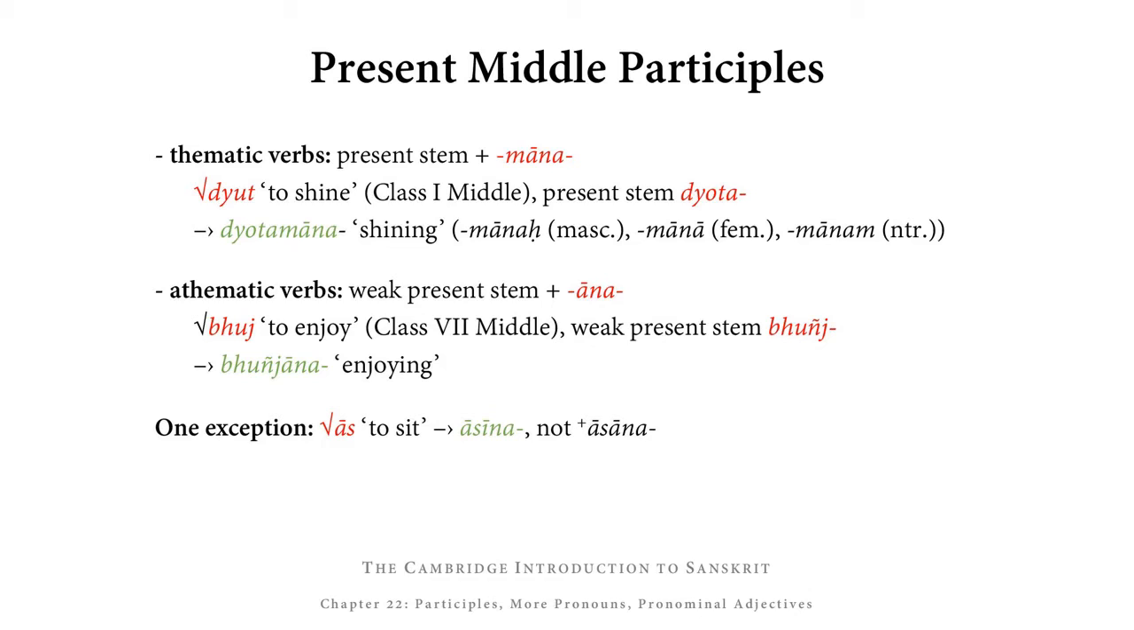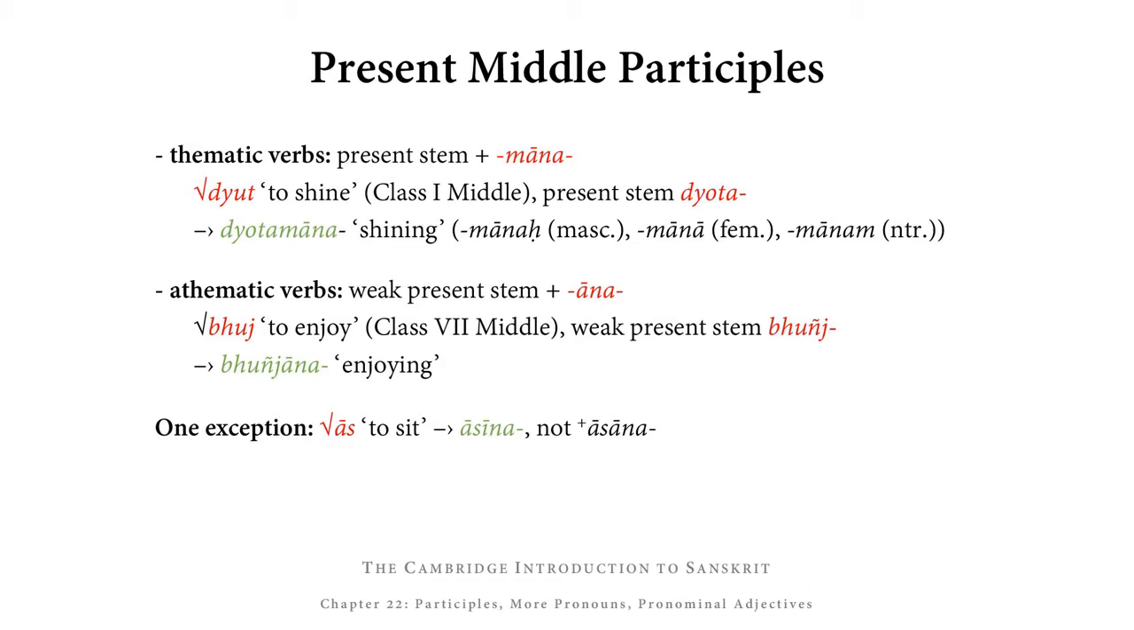Of thematic verbs, we form these participles by taking the present stem and adding mana. Of athematic verbs, we take the weak present stem and we add ana. So, for example, of dyut, to shine, which is class 1, we take the present stem dyota and then add mana to give us dyotamana, meaning shining. And this is declined just like a normal short a stem, long a stem form. So in the masculine, we'd have the nominative singular dyotamanah, in the feminine dyotamana, and in the neuter dyotamanam.